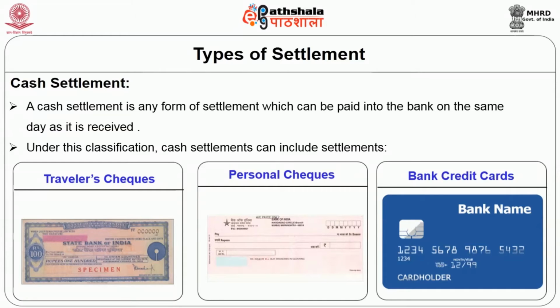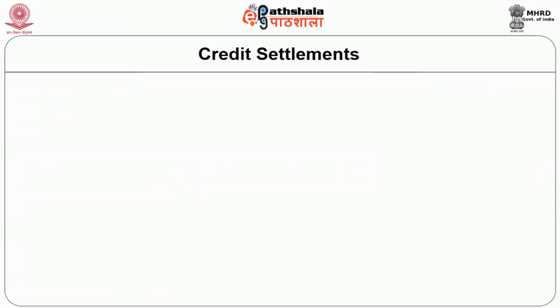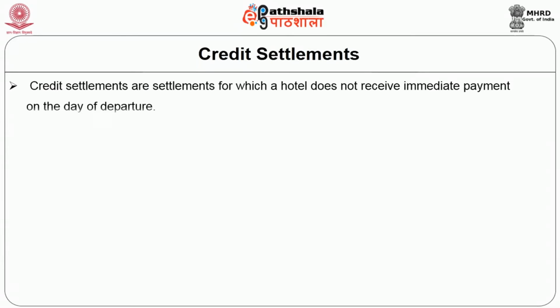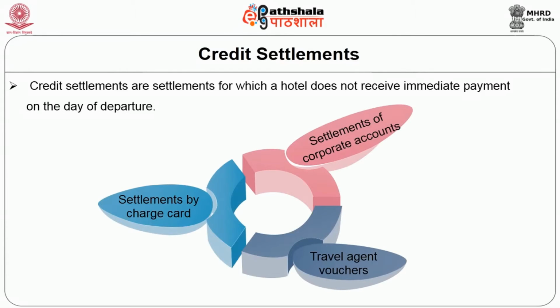Now we will see what are the other credit settlements. Credit settlements are settlements for which a hotel does not receive cash immediately, but it will be received on a later day. These may include settlements by using charge cards, corporate accounts when we have corporate bookings from companies, and also if the booking is done through a travel agent, the travel agent gives a voucher. These all have to be encashed later.